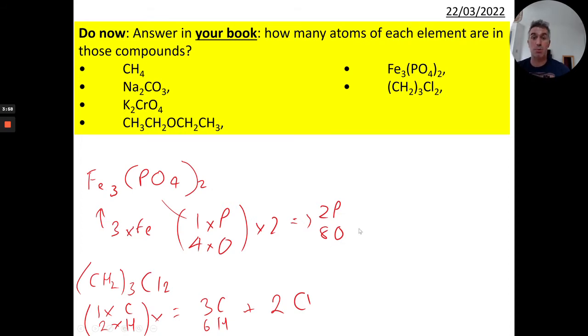And if we apply the same principle to the last one, CH2 and then a 3 outside the brackets, and Cl2. Inside the bracket we've got 1 C, so I've written down 1 C, and 2 H's, 2 hydrogens. But then there's a 3 outside the bracket, so everything in that bracket is times 3, so I have 3 carbons and 6 hydrogens. And here we've got a Cl with a 2, which means I've just got 2 chlorines. Okay, a lot of information. That's just a starter. Hope you got all those. Give yourself some green pen ticks.